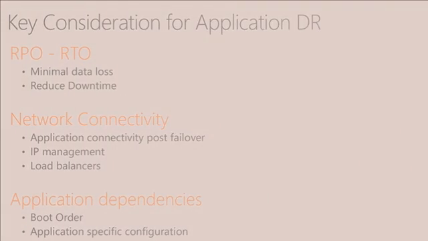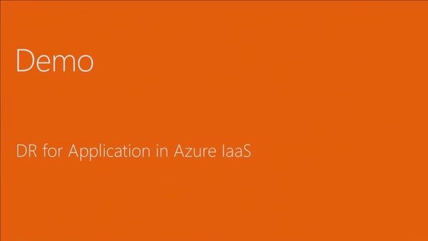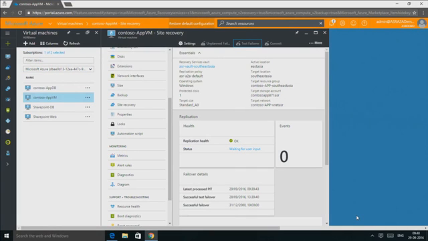So as you think about application DR, you start thinking about application dependencies and boot order. Now let's go back to ASR and see how I would do an application level failover or application level protection in IaaS VMs. Quickly switching to my machines.